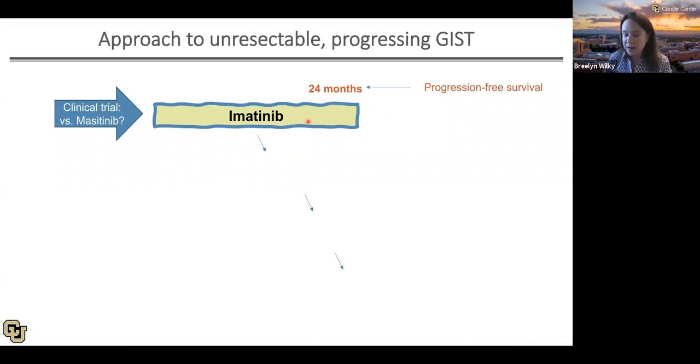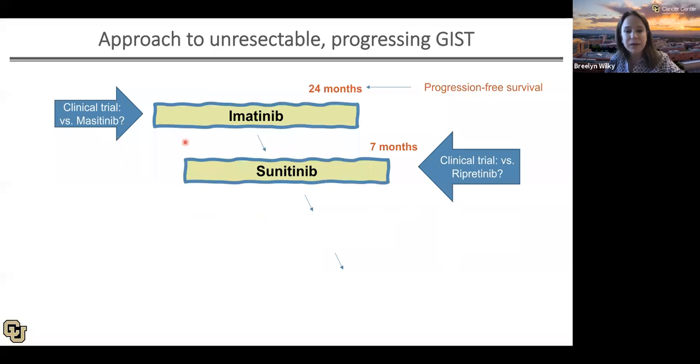So again, first line, still imatinib. There was a clinical trial several years ago looking at the first line against masitinib, and that seems to have fallen away. I'd be interested if anyone knows of the status of this study or if there's any plans to look at that data, because as far as I know, we never got any information about that. But otherwise, imatinib is number one.